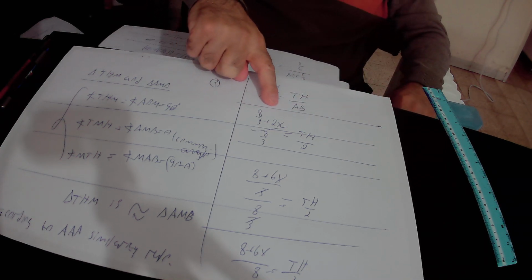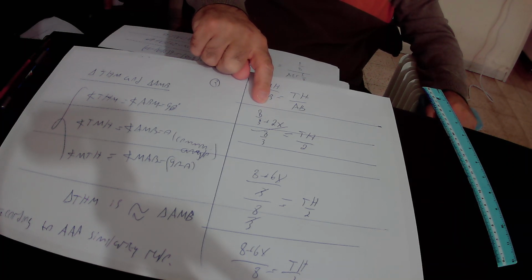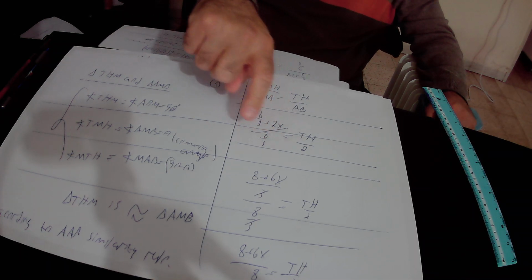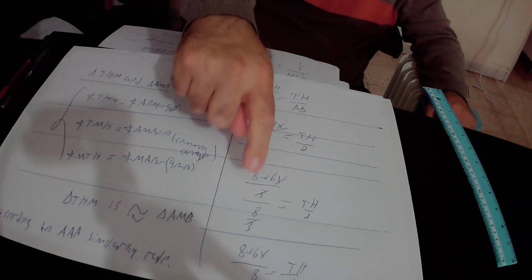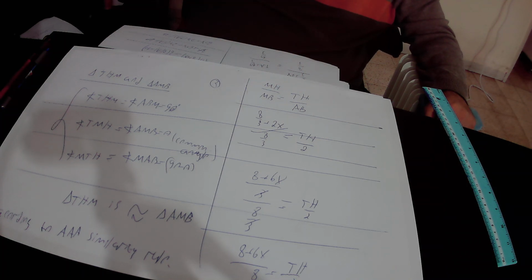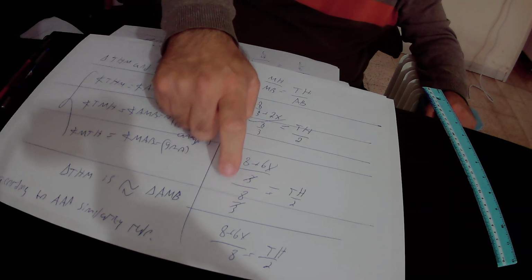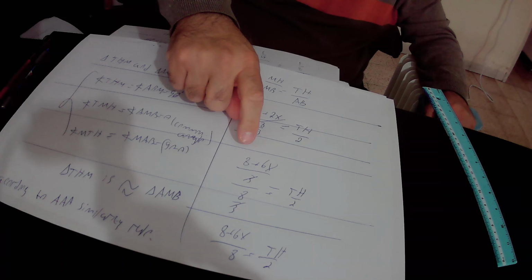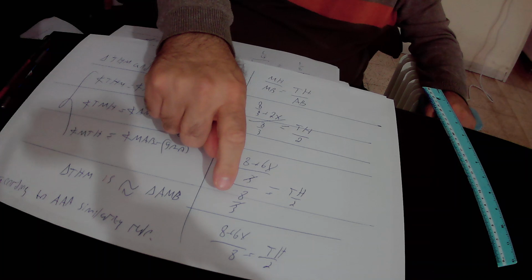Then we multiply 2x by 3 and then we divide it by 3. In order to overcome the fraction, we put everything over 3. So in the numerator we will have 8 plus 2x times 3, which is 6x, so in total in the numerator we have 8 plus 6x over 3, over 8 over 3, that equals TH over 2. So we have 3 in the numerator and 3 in the denominator, so the 3 will get cancelled, and we are left on this side with only 8 plus 6x over 8.